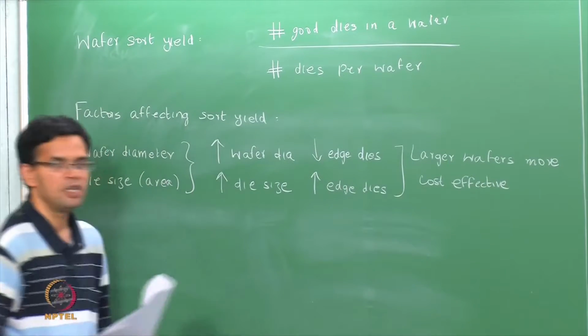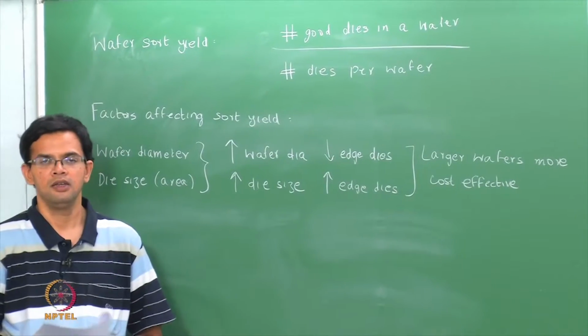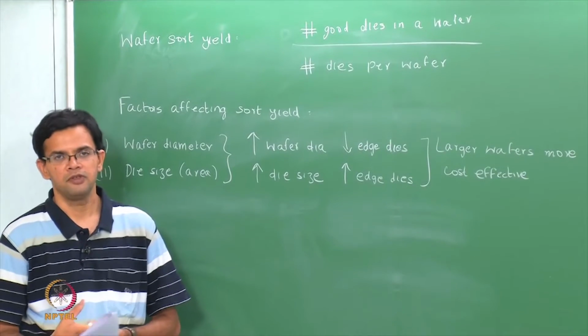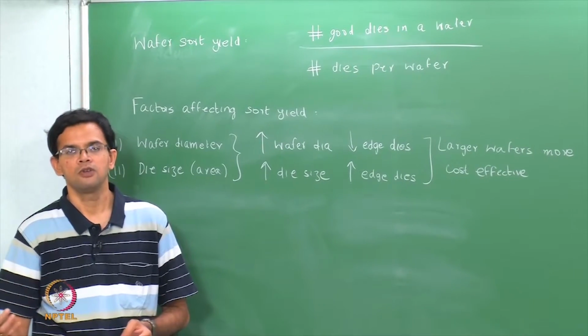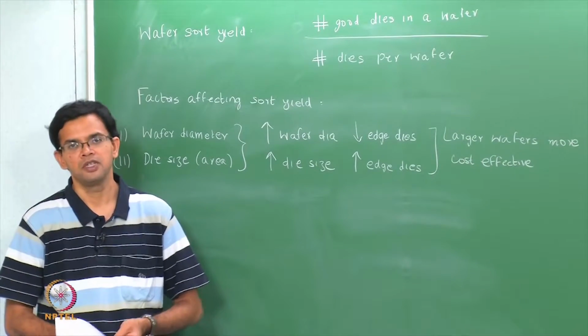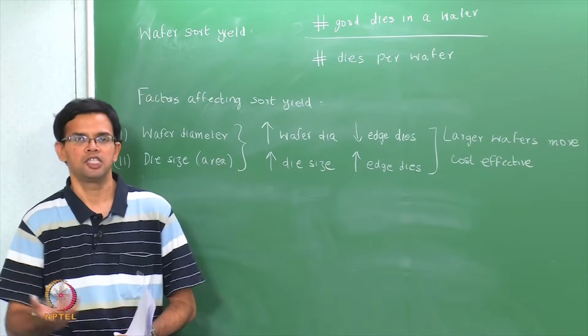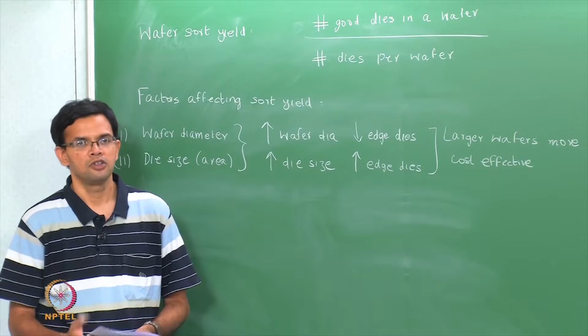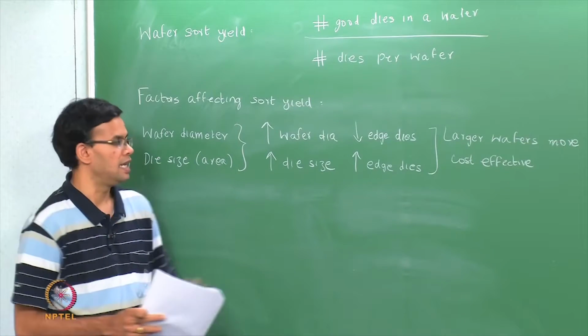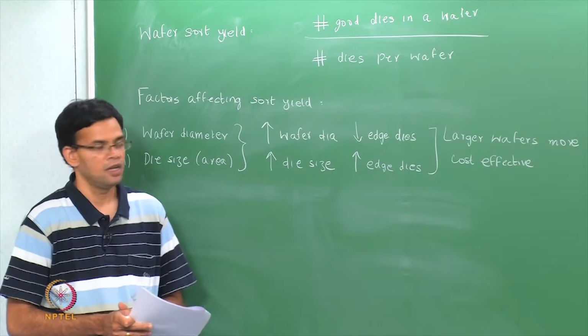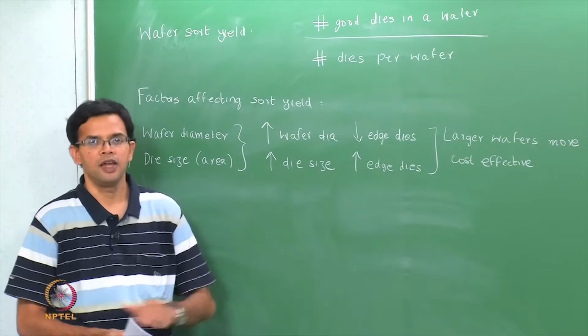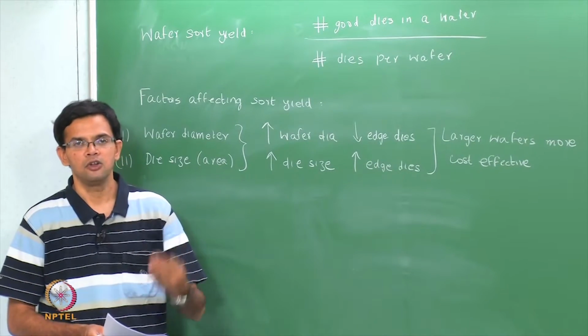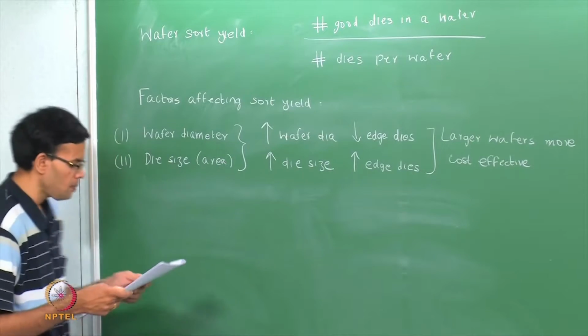Which is why initially in the IC industry they started with 1-inch wafers, which finally grew, and now we have 12-inch wafers that are being used, and the next generation would essentially have 18-inch wafers. So, the driving force behind using larger and larger wafers is to reduce the number of edge dies and to increase the overall sort yield.